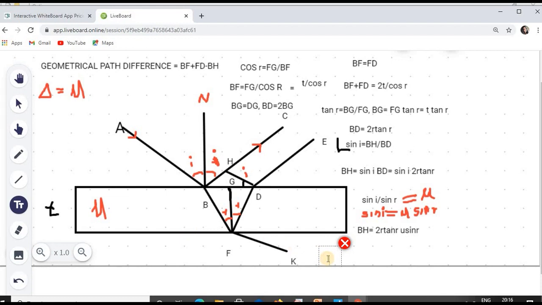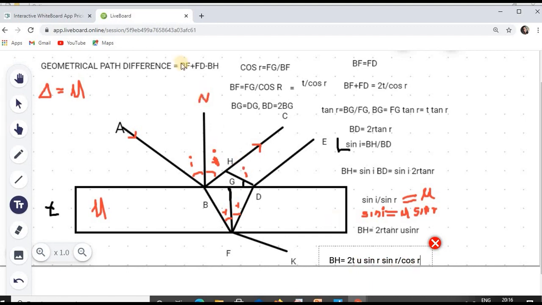So what I'll be getting is BH is equal to 2t mu sin square r by cos r, that is 2t mu sin r by cos r, where u is mu. So this is what we have got.